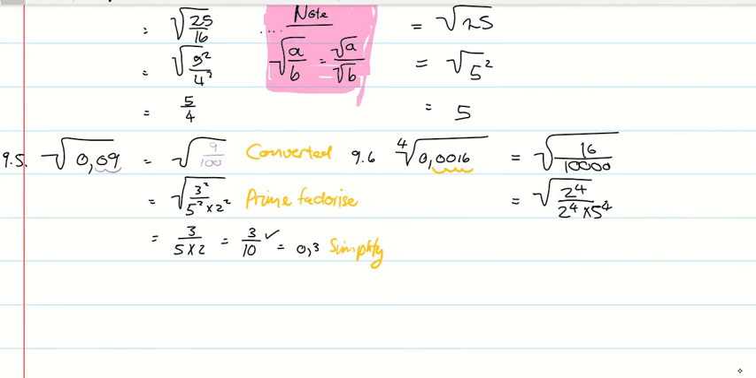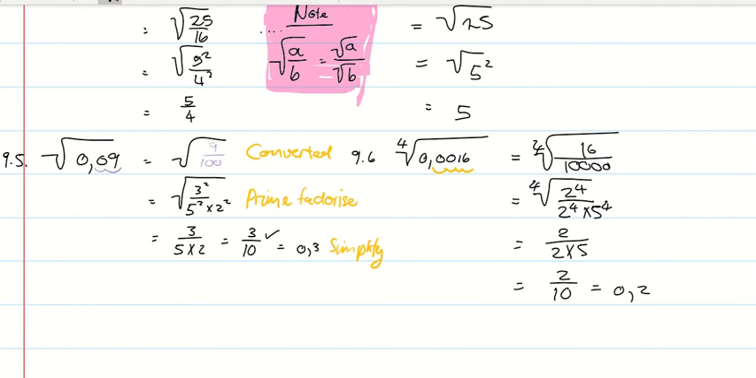Okay, so now I'm going to simplify. I'm going to get rid of the root. There's a 4 there. Just remember to write it 4 each time. Don't be lazy like me. So all the 4's will cancel out. It's 2 over 2 times 5, and that will also be 2 over 10. And if I write this as a decimal, it's 0,2.